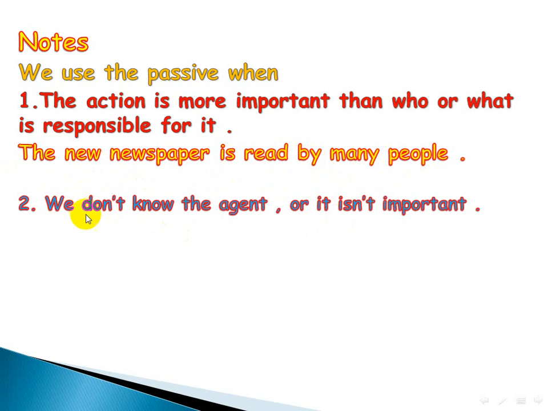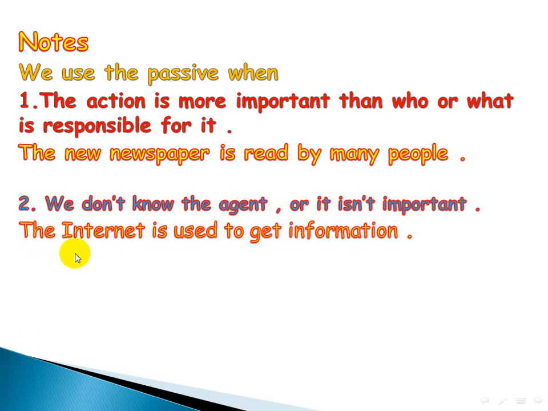Number two, we don't know the agent. I don't know who did this thing, or it's not important. For example, the internet is used to get information. So we put the internet at the beginning of this sentence. That means it is the most important thing in this sentence.